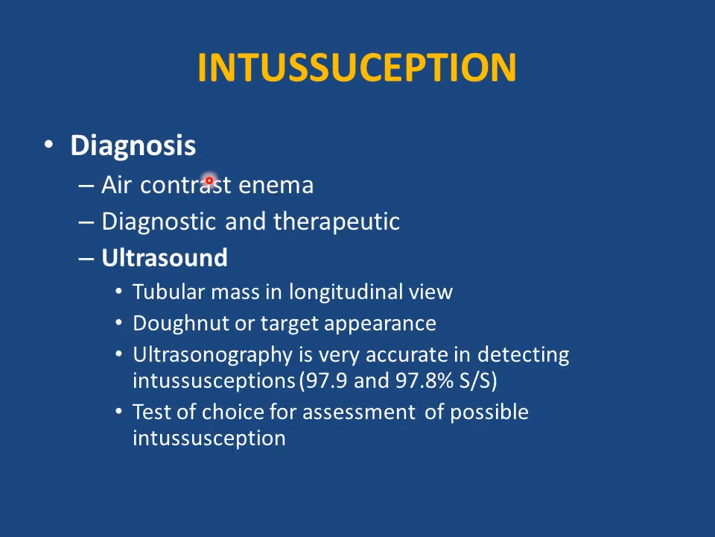Diagnosis of intussusception. The diagnosis of intussusception is a clinical diagnosis, but when it comes to the imaging study, air contrast enema is diagnostic and therapeutic, and this is the first choice. Ultrasound is an excellent choice as well if the diagnosis is possible intussusception. It may show a tubular mass in the longitudinal view, a donut or target appearance. Ultrasonography is very accurate in detecting intussusception. The sensitivity is very high. The specificity, as you see, is very high.